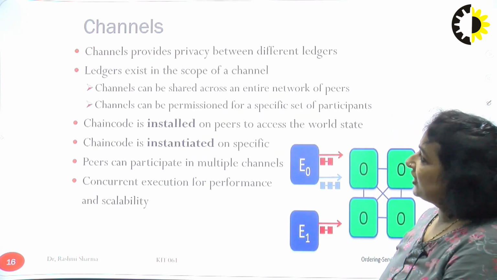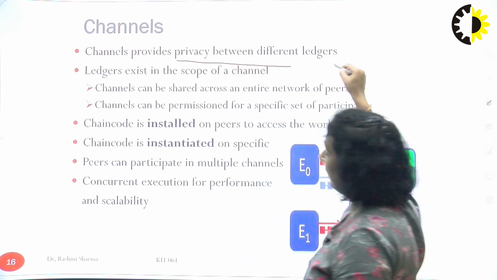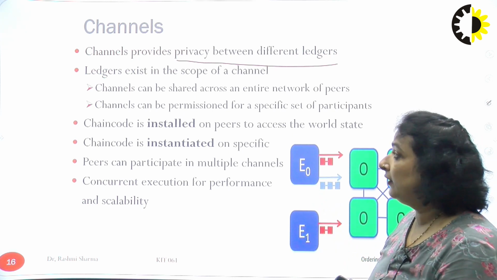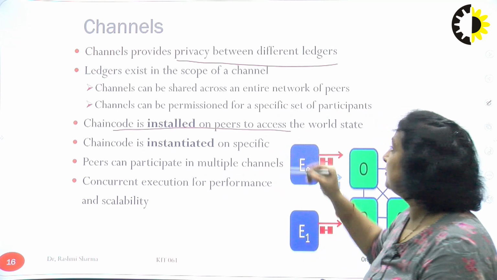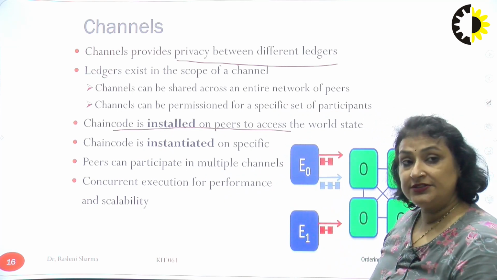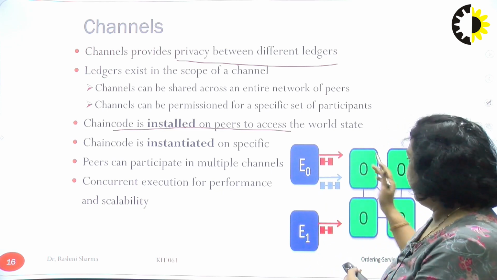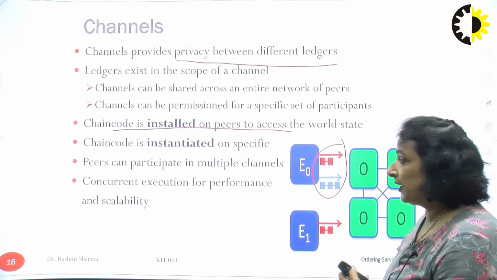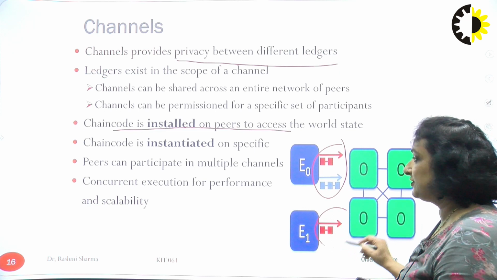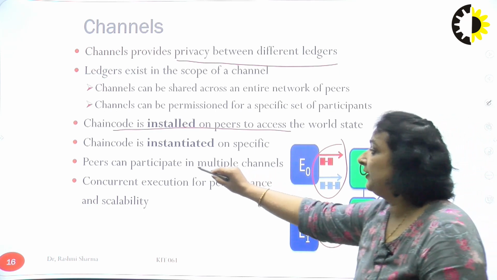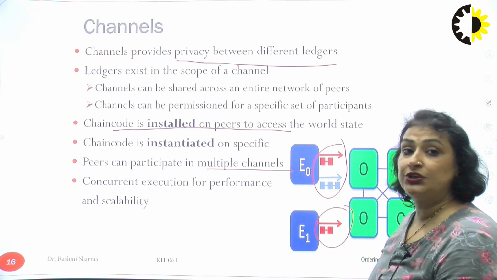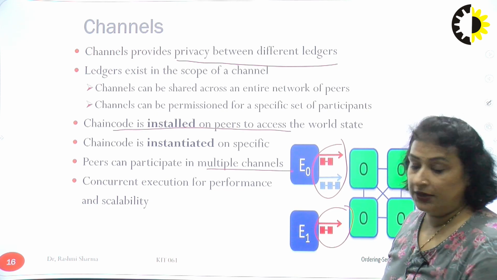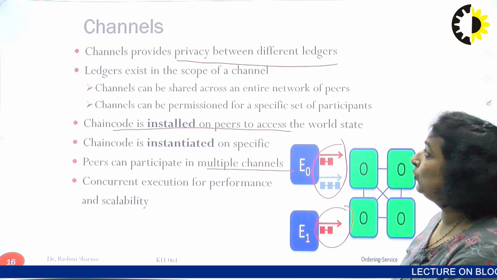Now the channels. The channels are those which are privately communicating between different ledgers. So the ledgers exist in the scope of that particular channel, and the chaincode is installed on the peers to access the world state. And the chaincodes are instantiated on specific nodes. I have two channels here, the red one and the blue one. So the peers can participate in multiple channels, or a peer can have a single channel. The concurrent execution of these particular tasks depends on the concurrency, the performance and the scalability of that particular node to execute those transactions.